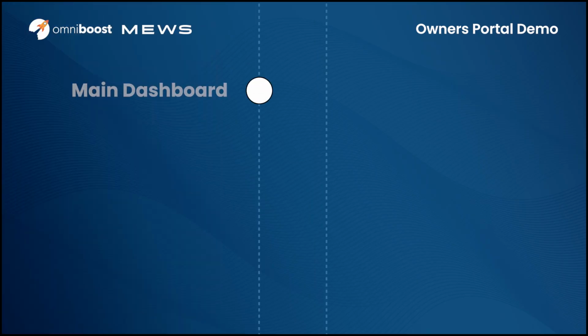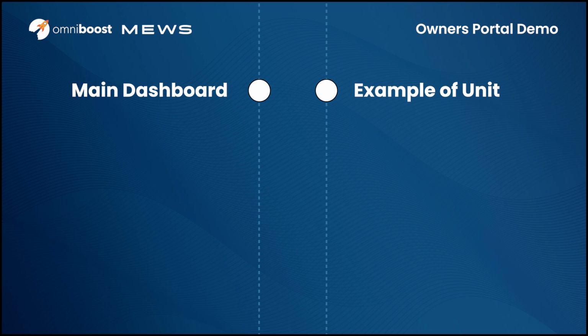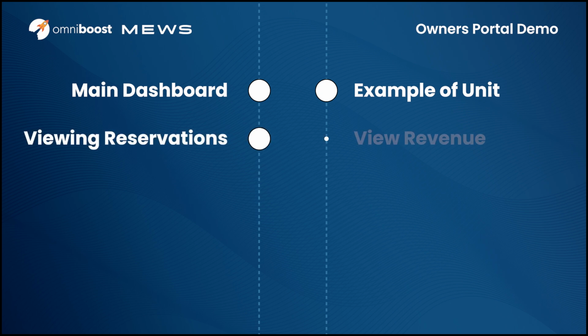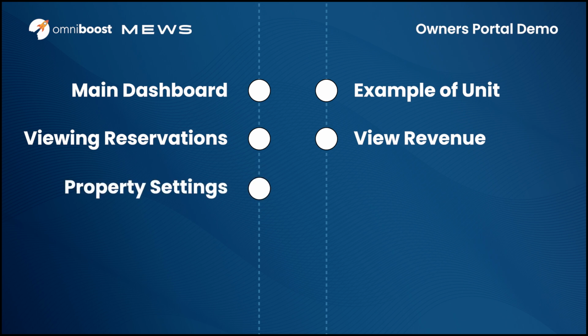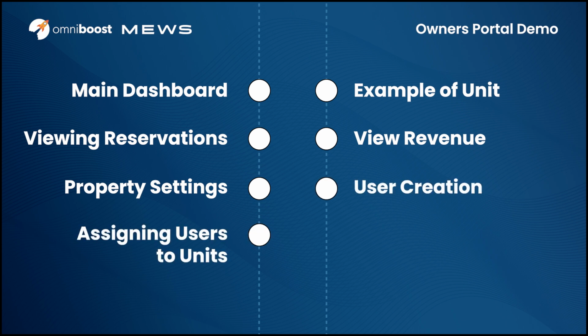We'll start with the main dashboard, then take a closer look at an example of unit. From there, we'll move into viewing reservations and see how you can also view revenue. After that, we'll cover the onboarding process with property settings. Post that, we will explain how to handle user creation and assigning users to units.